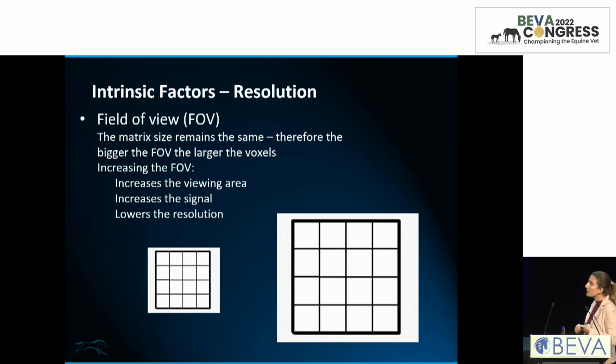So let's have a look at the field of view. The field of view obviously is the size we are looking at; it determines the area to be imaged. A larger field of view means a larger area imaged, so we can cover a greater space over a shorter period of time. The matrix size, though, remains the same. So to fill up a larger field of view, the voxels are becoming larger. Therefore, increasing the field of view increases the viewing area, and the signal per voxel increases as well, but it lowers the resolution.